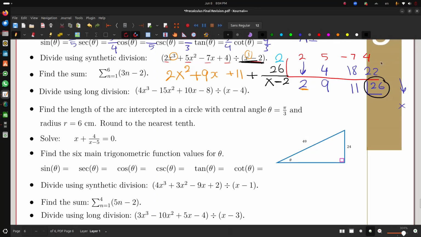Okay, let's continue. About this one, if you have a remainder, you will just write the remainder over the divisor. Okay, next question, find the sum. The summation from n is equal to 1 up to 6 of 3n minus 2. This one is very easy.